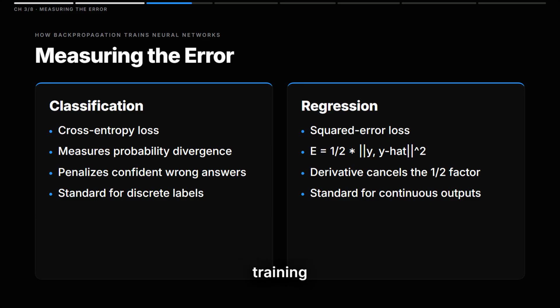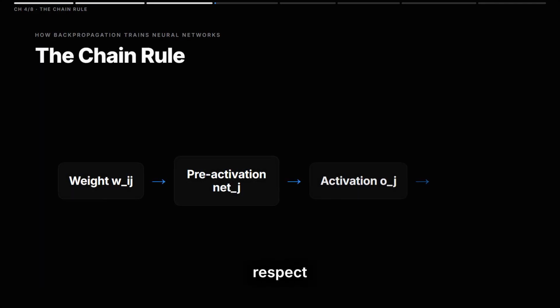The entire goal of training is to push that scalar as low as possible by adjusting every weight in the network. But with potentially millions of weights, moving them blindly is hopeless. You need a principled direction to move each one. That direction is the gradient, and computing it requires the chain rule. The gradient of the loss with respect to any single weight decomposes cleanly using the chain rule of calculus.